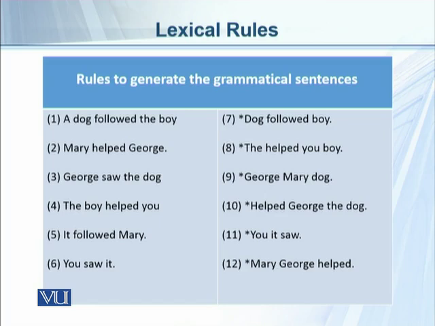George saw the dog is a grammatically correct sentence, but George married dog cannot be possible. We cannot have two different nouns without any conjunction in a noun phrase and without any verb. The boy helped you is a correct sentence because we have a noun phrase, verb phrase, and a noun phrase consisting of a pronoun, right? Help George the dog. This syntax is not in a correct order, so it's an ungrammatical sentence. It followed Mary. It's a correct sentence because all the noun phrase rules are used correctly. You it, this is not possible because we have two noun phrases referring to different entities, so it is not possible.